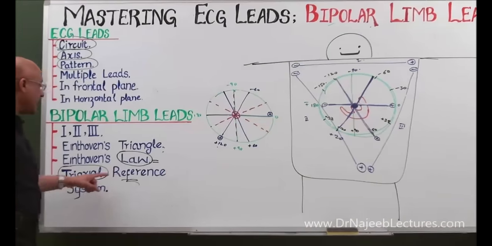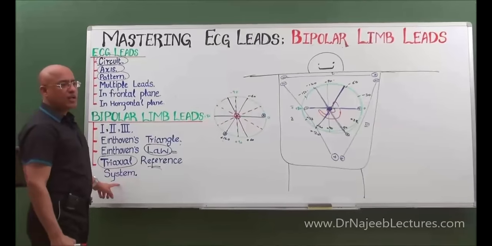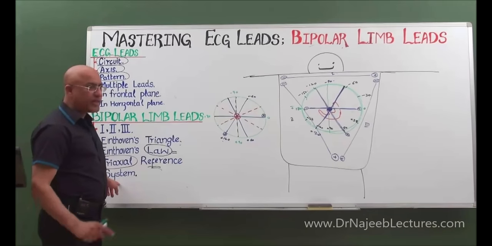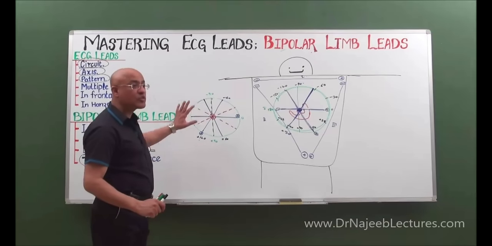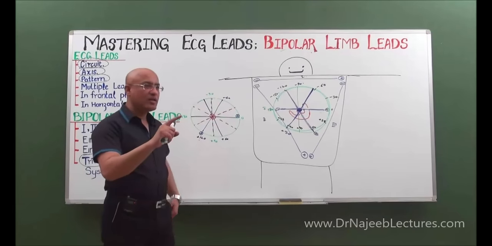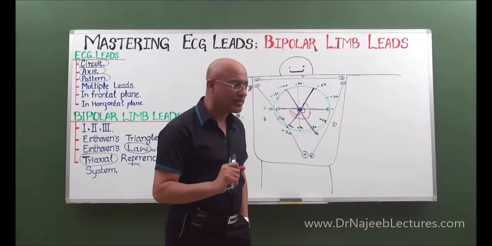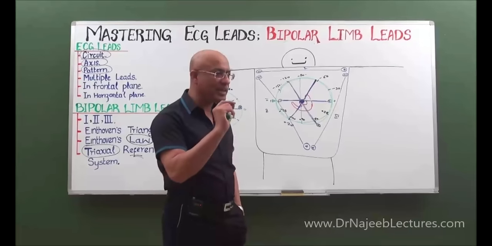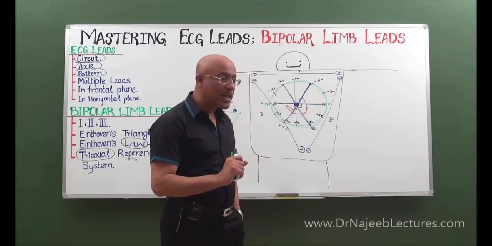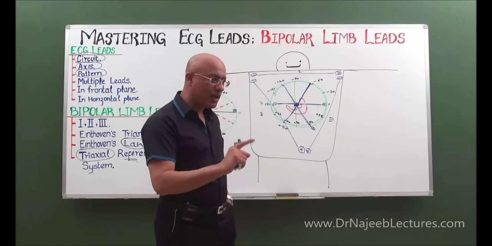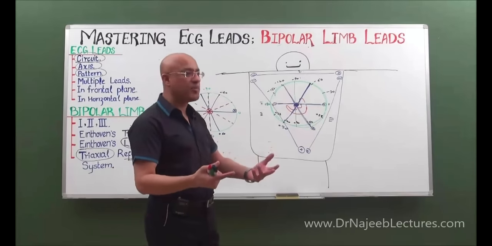Today we learn only about the triaxial reference system made by bipolar limb leads 1, 2, and 3. In the next lecture, to this frontal plane, we'll add three more leads, which are called unipolar limb leads. Actually, we call them unipolar augmented limb leads or augmented unipolar limb leads. Why are they called unipolar leads? Why are they called augmented unipolar leads? And why are their angles of orientation different from the bipolar limb leads? And what kind of pattern do they make?